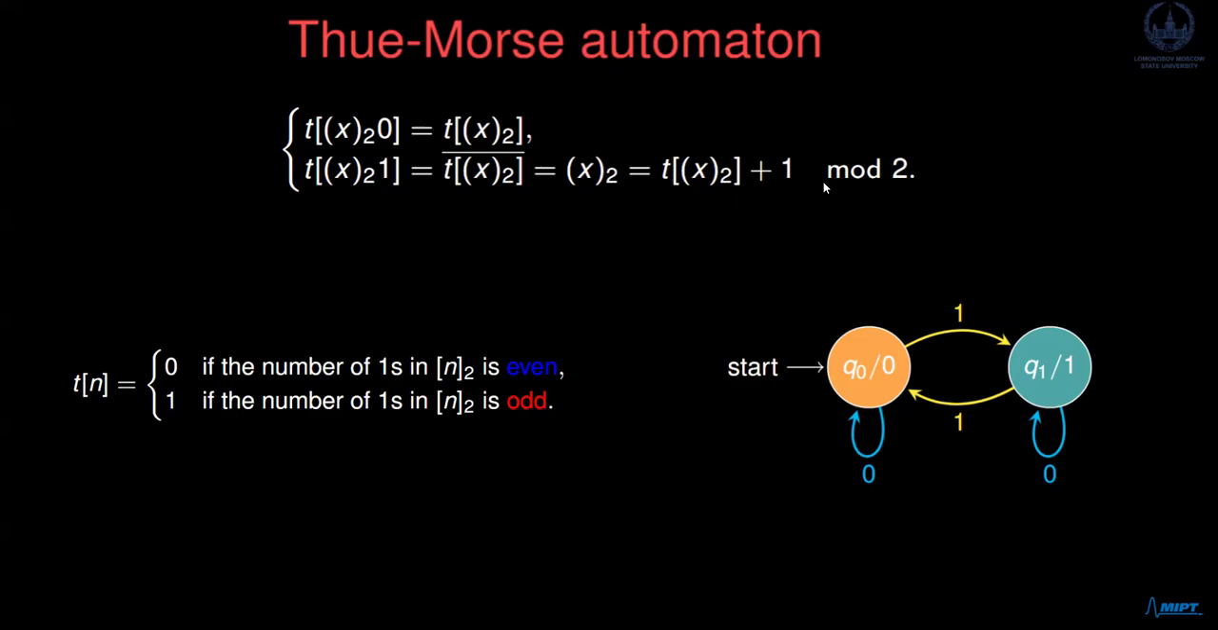In summary, this automaton provides an elegant way to visualize and compute the Thue-Morse sequence, connecting the recursive and binary representations we have discussed earlier.